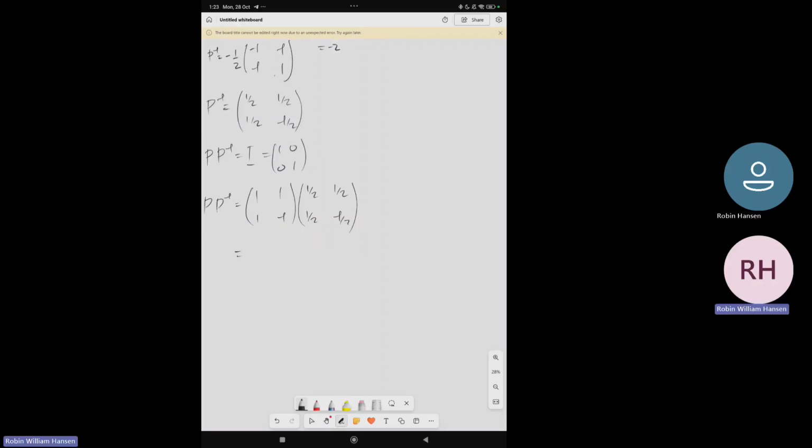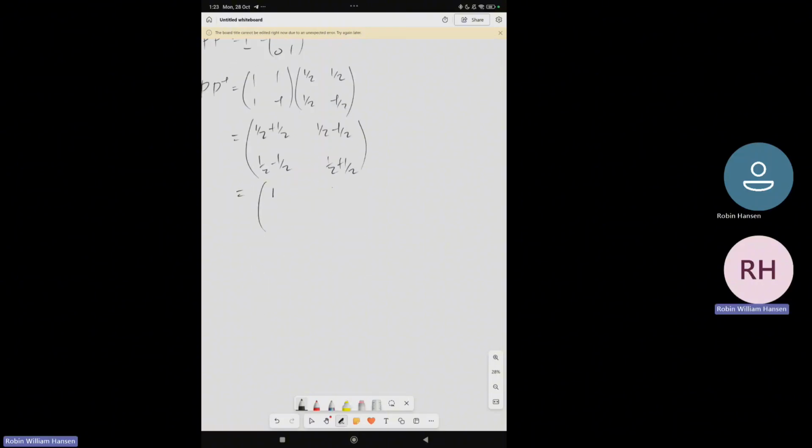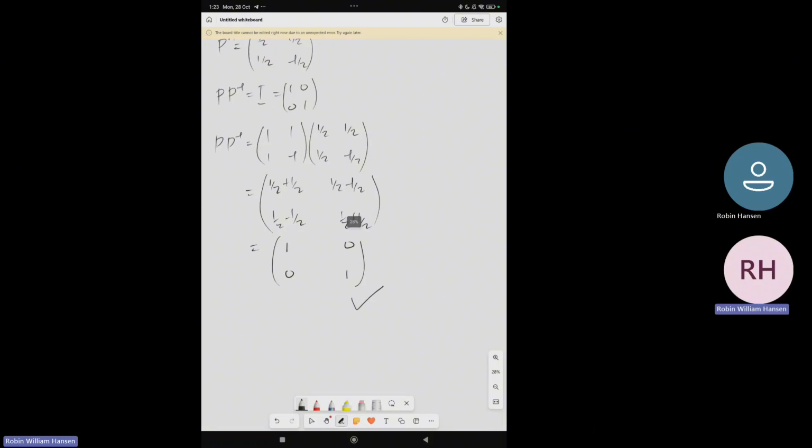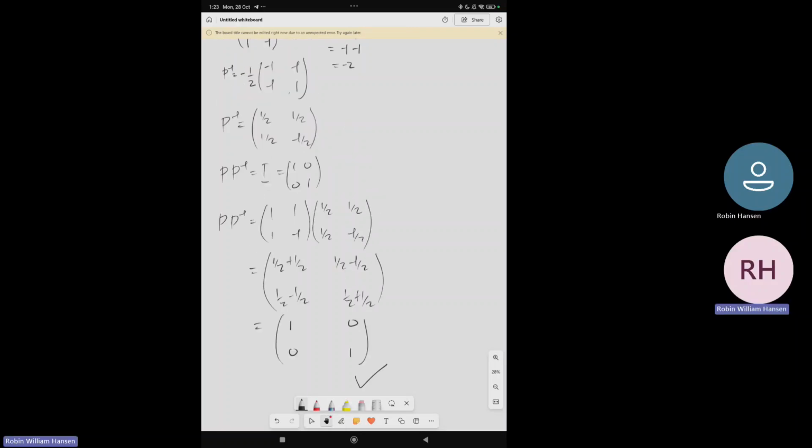Which is going to give us 1 over 2 plus 1 over 2, and 1 over 2 minus 1 over 2, 1 over 2 minus 1 over 2, 1 over 2 plus 1 over 2. And half plus half, we have 1. We have 0, we have 0, we have 1. So this is true. So in the end, we found that our matrix is invertible. Is that okay? We're able to confirm that the P inverse was able to give us our identity.